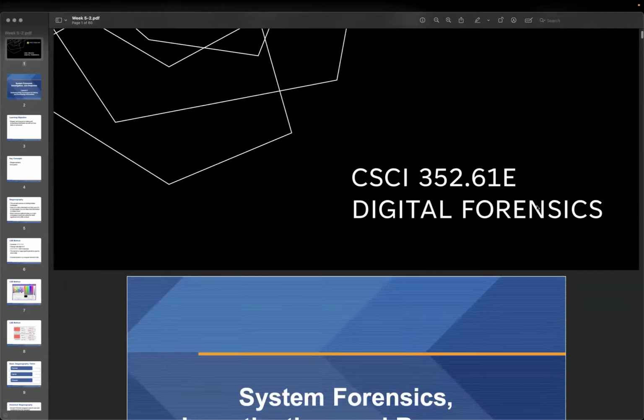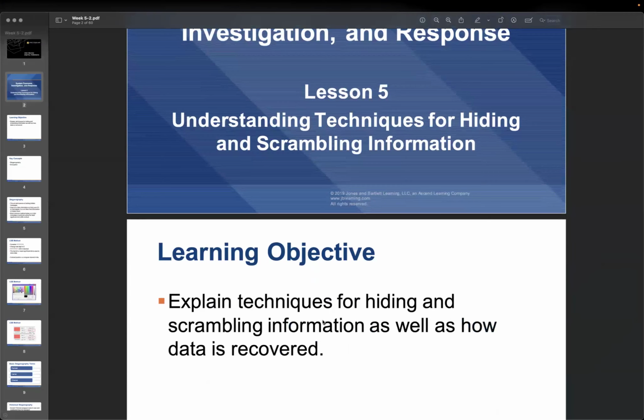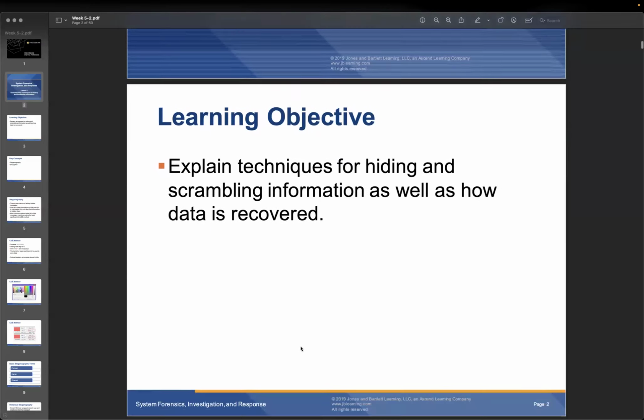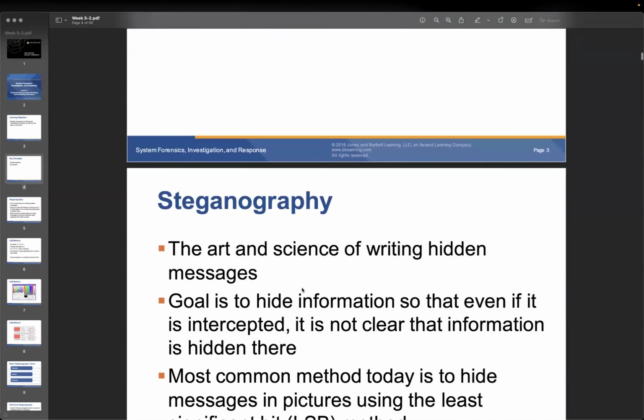Today we will move on to talk about some nice techniques for hiding and scrambling information, so steganography and some encryption. We will explain techniques for hiding and scrambling the information, and how the data is recovered. That's what we try to do. So we're going to learn about steganography and encryption.